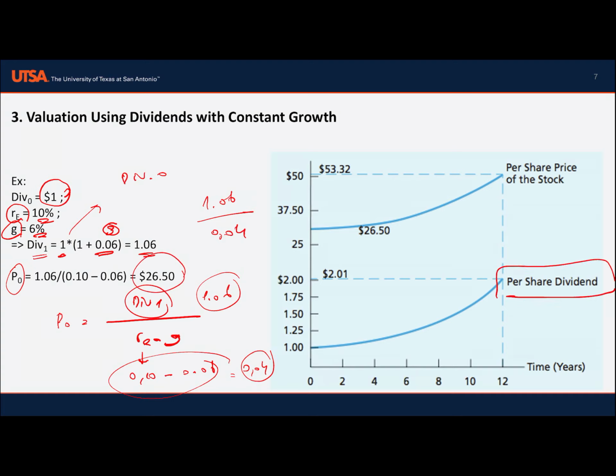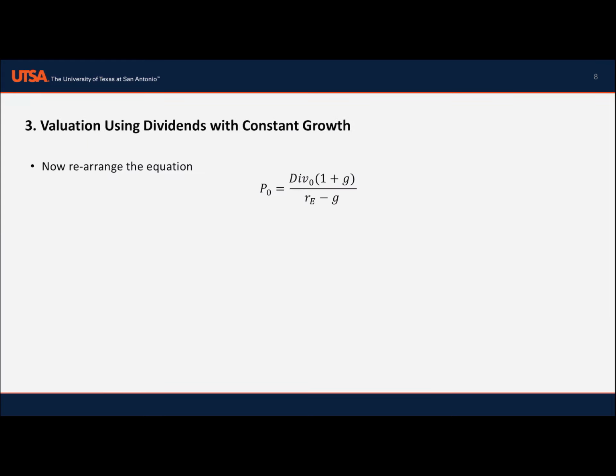This graphic just shows us the per share dividend. As you see, the dividend is not constant, it's growing through time. It was $1 at time 0, and it increases exponentially. As the dividend payments are non-linear, the per share price of the stock is calculated by this formula, and you will find at time 0 it is 26.5.